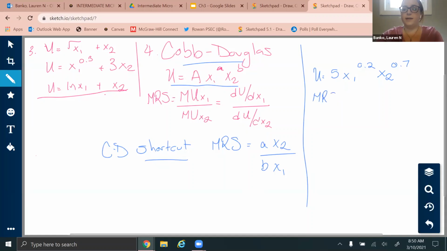And we can solve for the MRS, which is again the slope of the indifference curve for this. And I'm going to use the shortcut, so that makes life easier. This 5 is actually going to cancel out, so we don't look at that. We use the first exponent, 0.2, multiply by x2, divide by the second exponent times x1. And that is our MRS. If we wanted to, we can divide 0.2 by 0.7, just get a number, possibly decimal, or you can leave it like this. This is the slope of the indifference curve for this function.